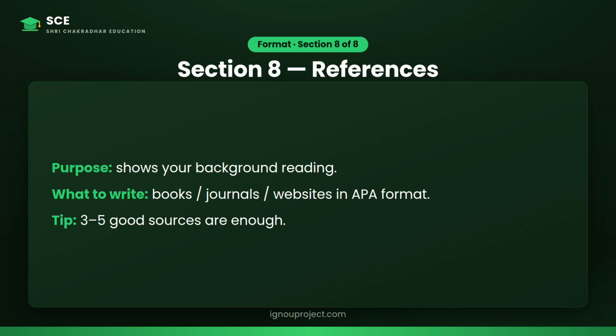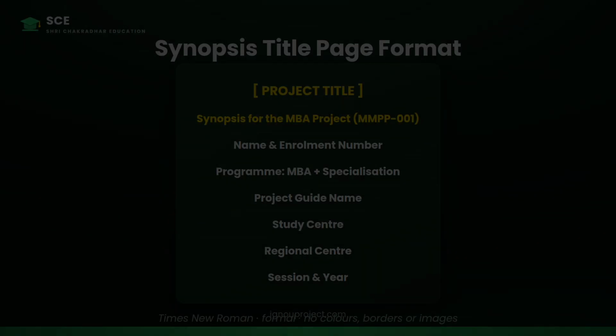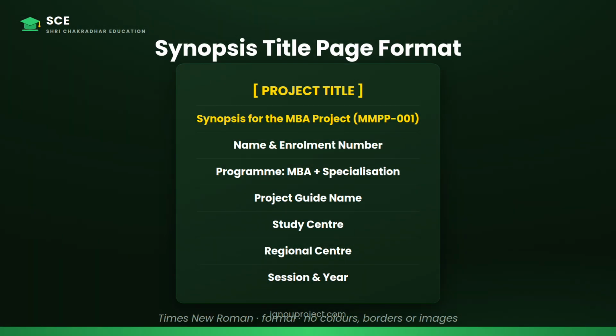Now before your sections comes the front page, the title page of your synopsis. And it must follow a fixed format. The title page should clearly show from top to bottom the full project title, the words Synopsis for the MBA Project, MMPP-001, your name and enrollment number, your program, which is MBA, along with your specialization, the name of your project guide, your study center and regional center, and the session and year.